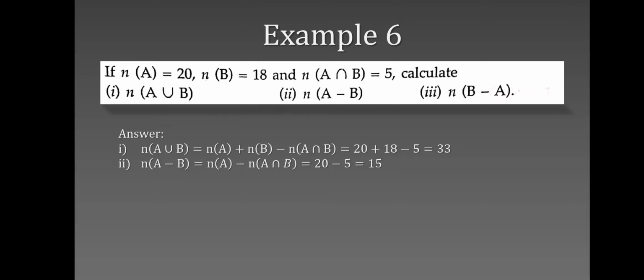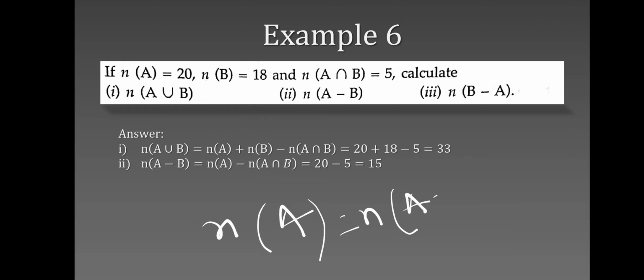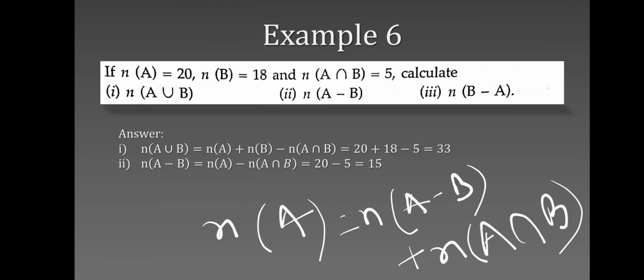Fine. Next, A minus B. Now obviously we already have the formula. N of A is equal to N of A minus B plus N of A intersection B. Fine. So from there I can write N of A minus B is equal to N of A minus N of A intersection B. So that's exactly what I have written.